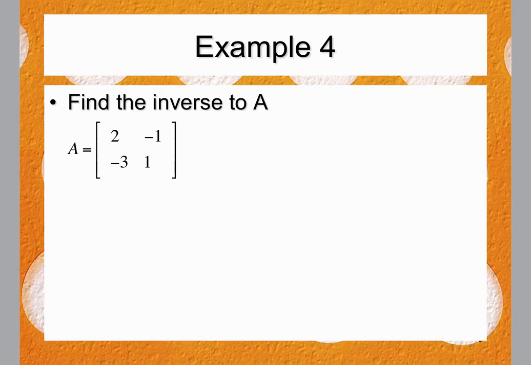All right, let's do it. I think I only have one example of this because I'd rather show you the shortcut. I'm not gonna do the second one because I'd rather show you the shortcut on this one. But we'll talk about what happens if it's 3 by 3.